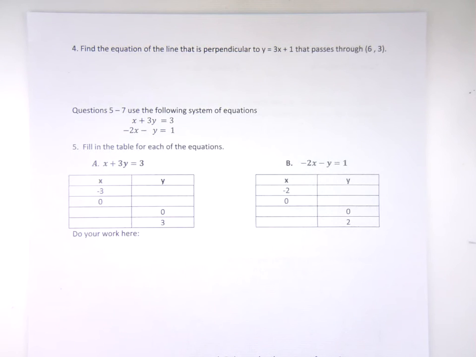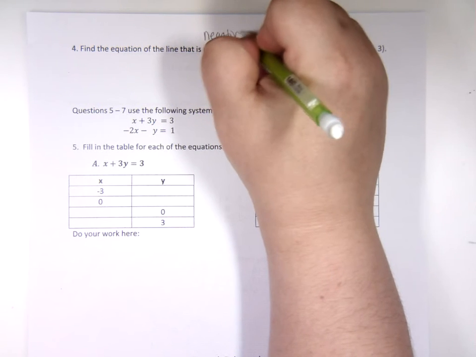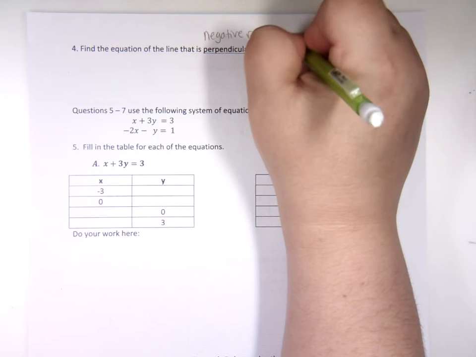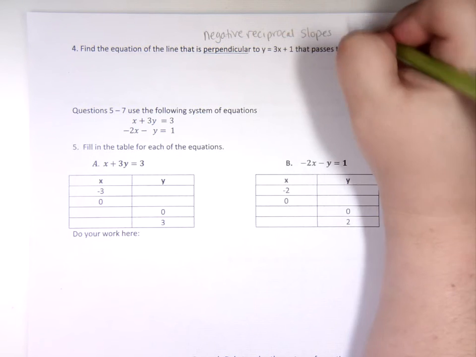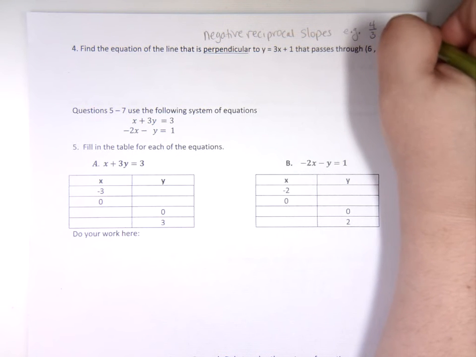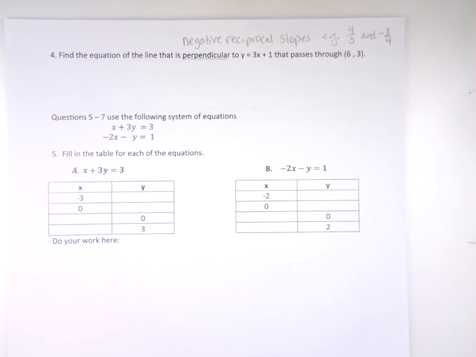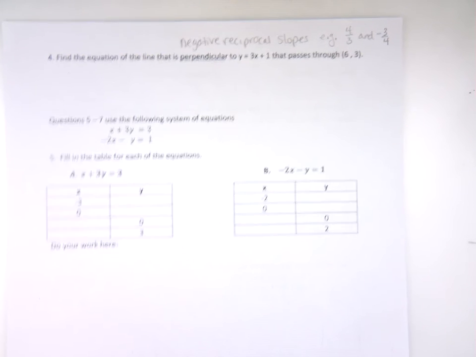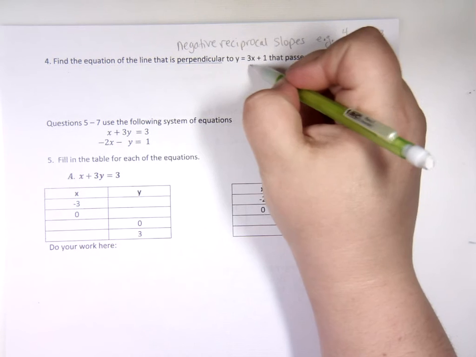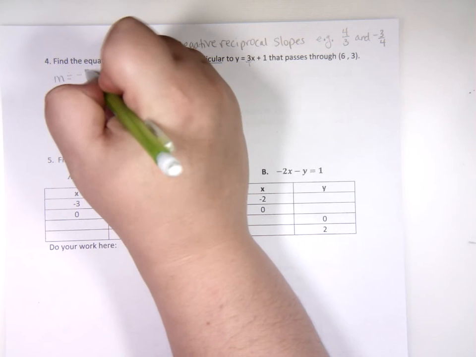Okay, on to the back. Find the equation of the line that is perpendicular to y equals 3x plus 1. Okay, so first of all, perpendicular means that they have negative reciprocal slopes. So for example, 4/3 and -3/4. They're reciprocals of each other, and they're also negatives of each other. Okay, so what does that tell us? That tells us that if this slope is 3/1, then the slope of our perpendicular line is going to be -1/3.